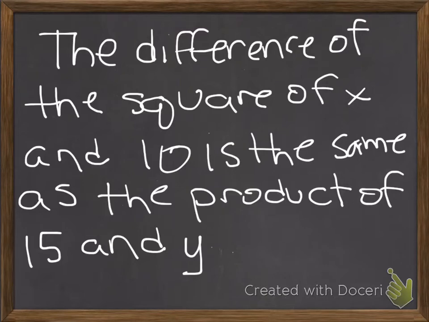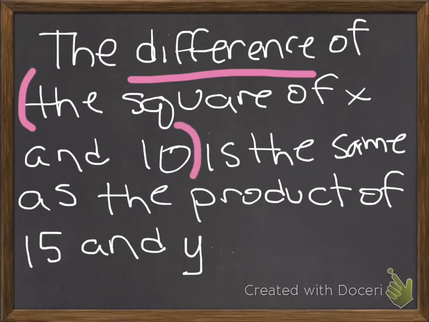So the first thing that stands out to me is it says the difference. So the difference of, and then we're thinking about what is being subtracted here. Well, it mentions the square of x and 10. So if we square x and we have a 10, it's telling us the difference. So that means x squared minus 10.